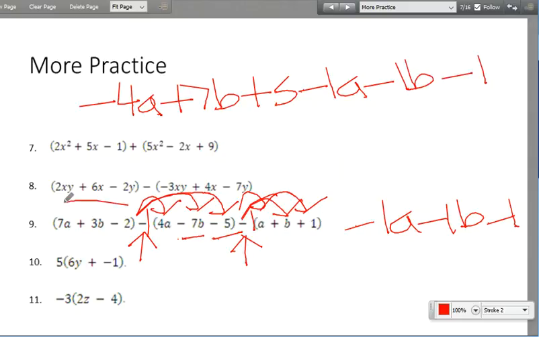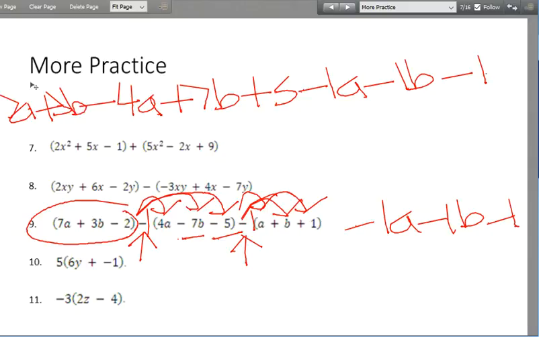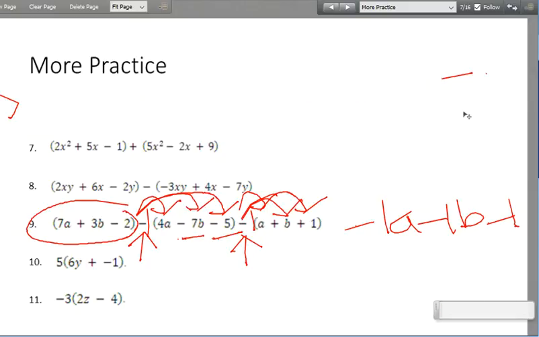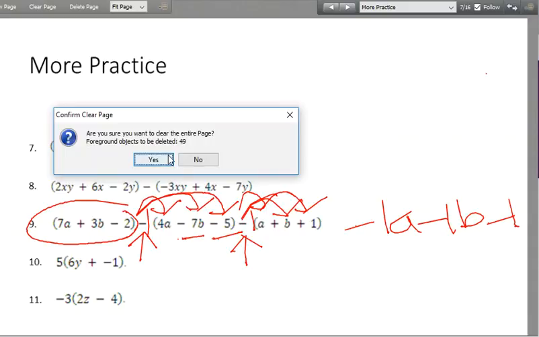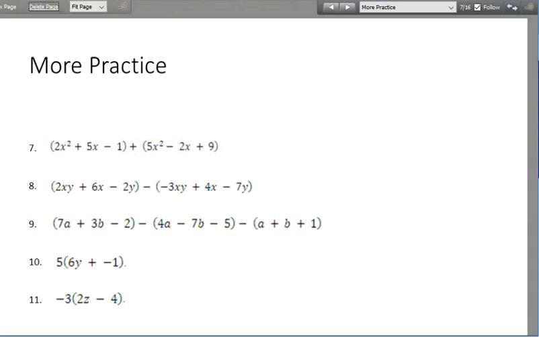And then we also have these terms, 7a plus, oh man, I'm going to run out of room again, 3b, and then we have a minus 2. I'm going to rewrite this, but smaller, just so it looks clean. My pen is not working very well today.